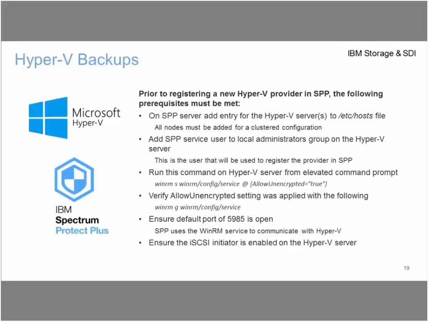You can then verify that by running a follow-up command that will verify that allow unencrypted is now set to true. And you want to make sure port 5985 between the Spectrum Protect PLUS server and the Hyper-V server is open, and that is for that WinRM communication. Finally, you just want to make sure the iSCSI initiator is enabled on the Hyper-V server. This is what allows us to mount the data stores to take the snapshot and recover that data within the Hyper-V environment. So just some prereqs that you need to be aware of.